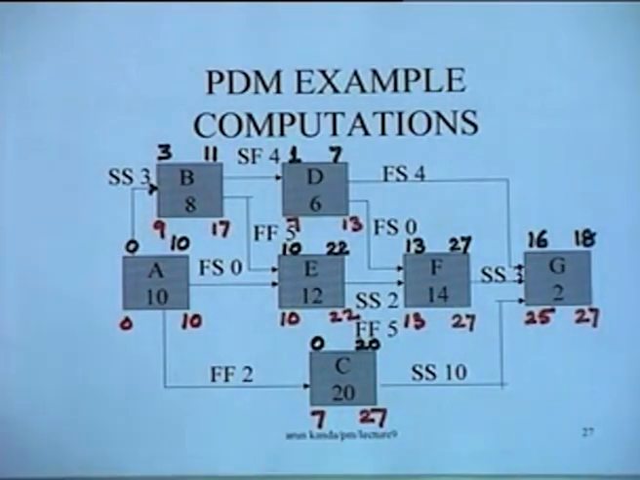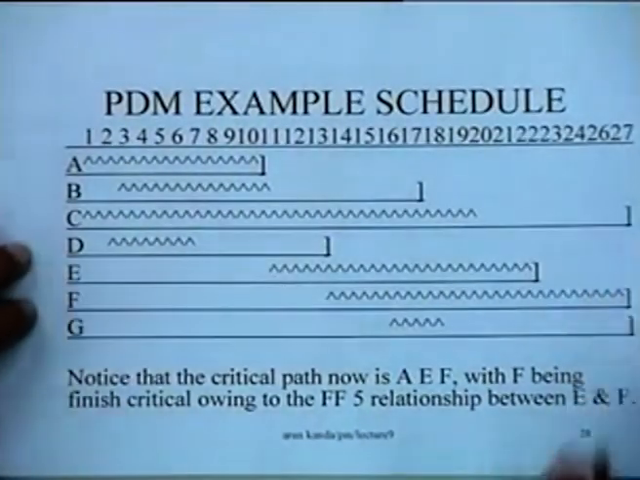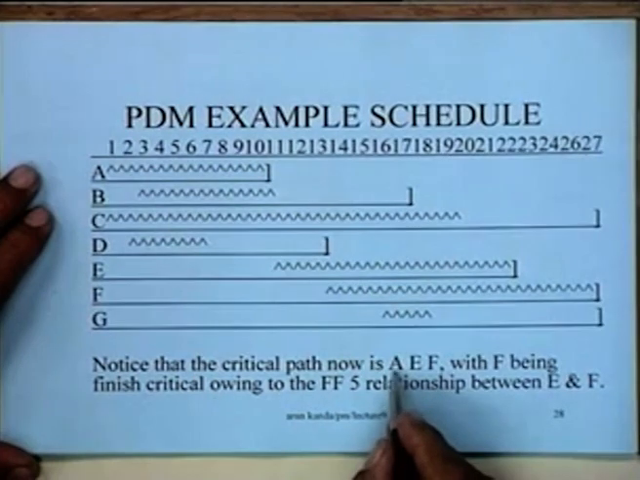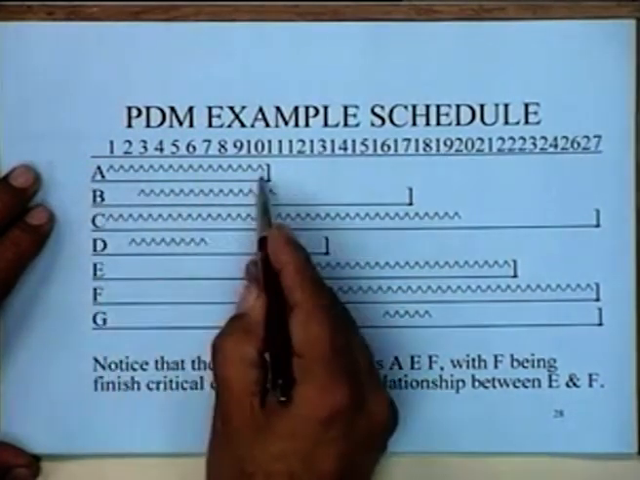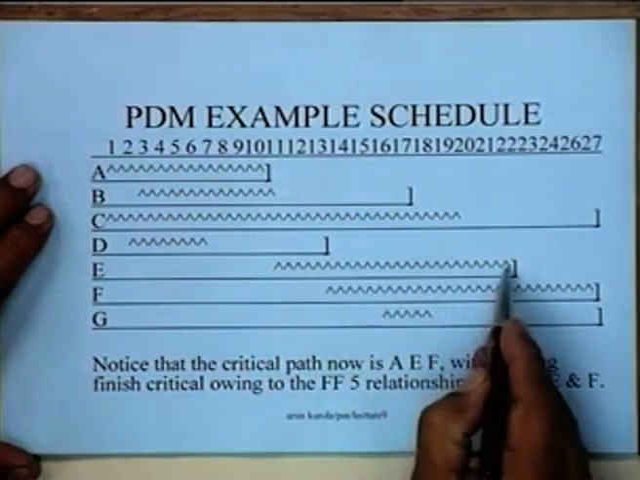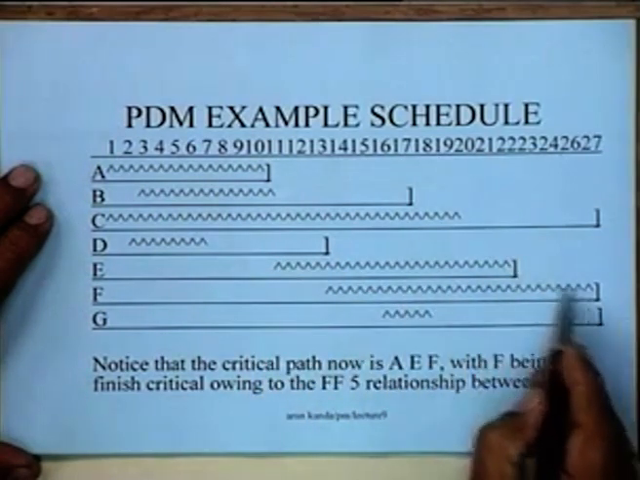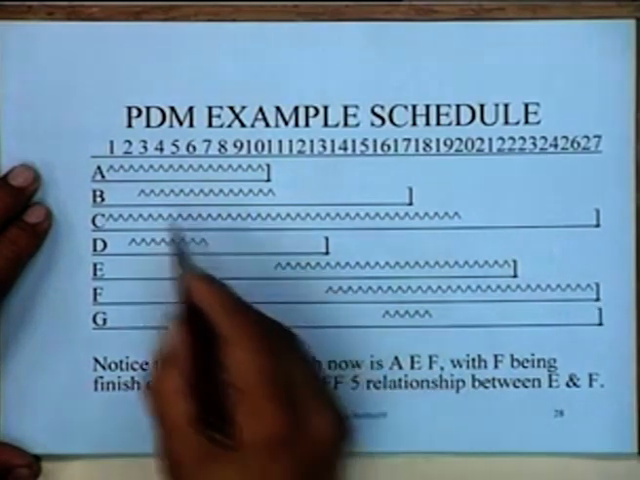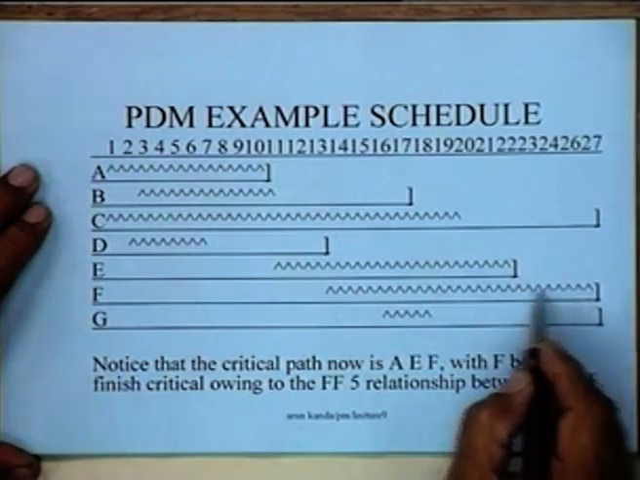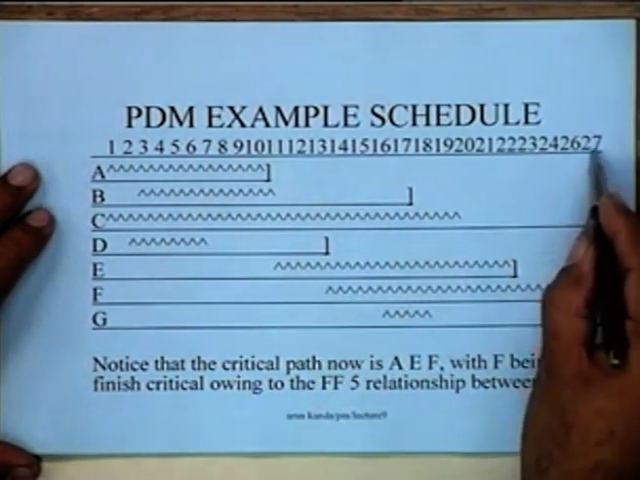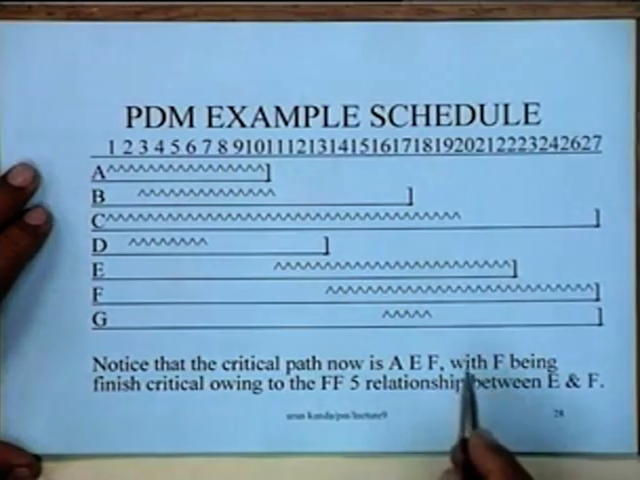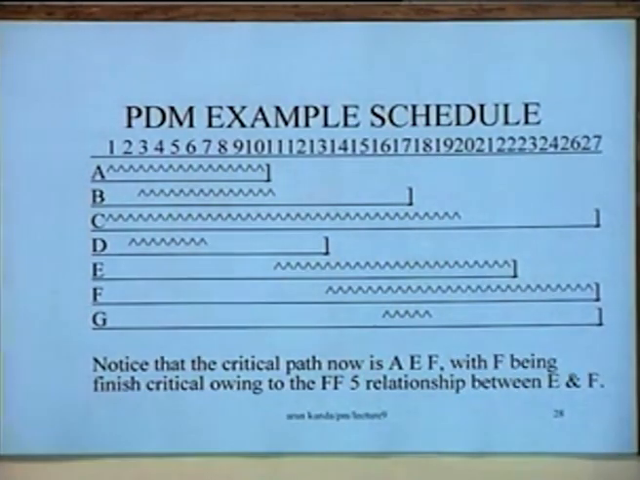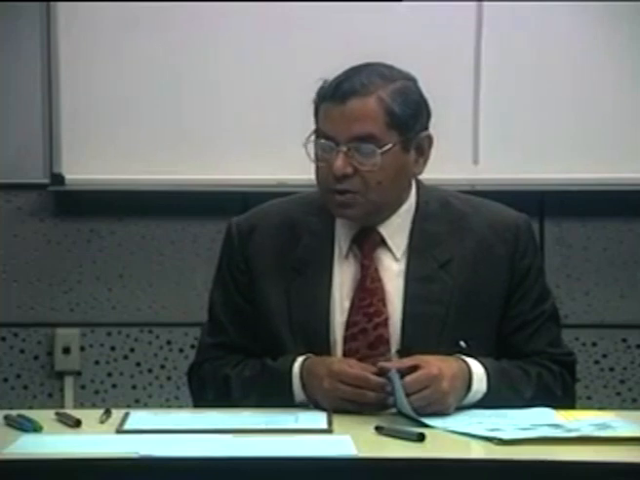If you draw a Gantt chart for the problem, what we find is that in this particular case the critical path is A, then E, and then F. Because there is a finish to finish relationship which determines this, F is finish critical. So A and E added up, and then part of this is in parallel, so the total duration is 27, but they do not add up to the project duration as was the case in conventional AON networks. I think this is one feature which is common to all precedence diagramming, because of the overlap of activities.